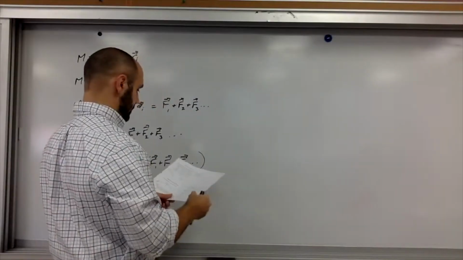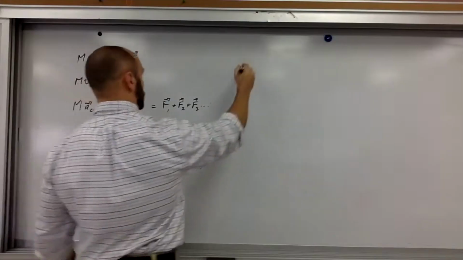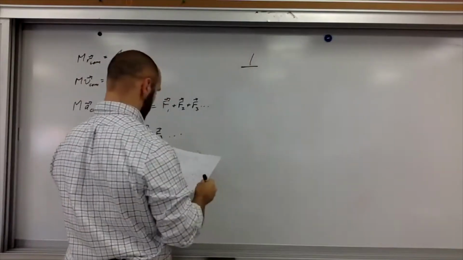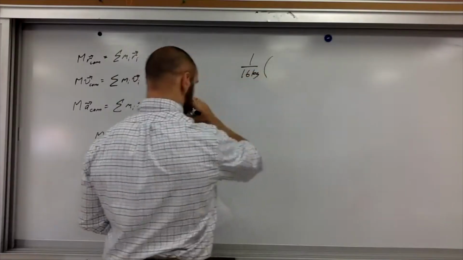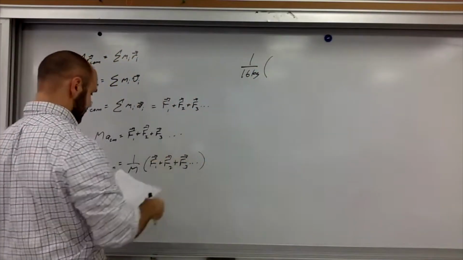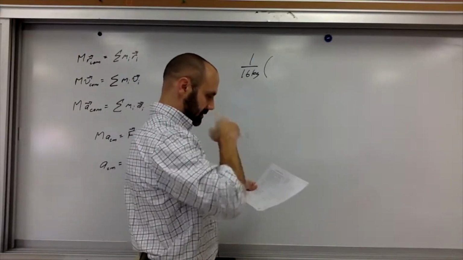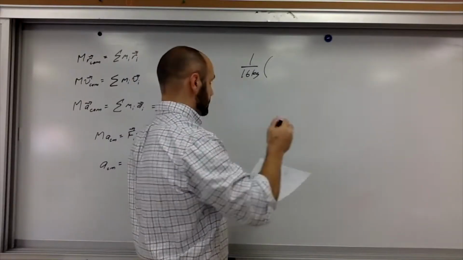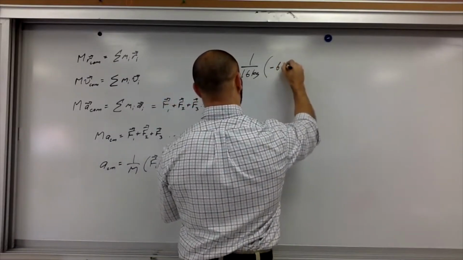So all we have to do here is take the 1 over the total mass. And what is the total mass in this case? It's 16 kilograms. And multiply it by all these forces. Now the forces end up being 6 newtons at 180 degrees. So that is, let's say, negative 6I.